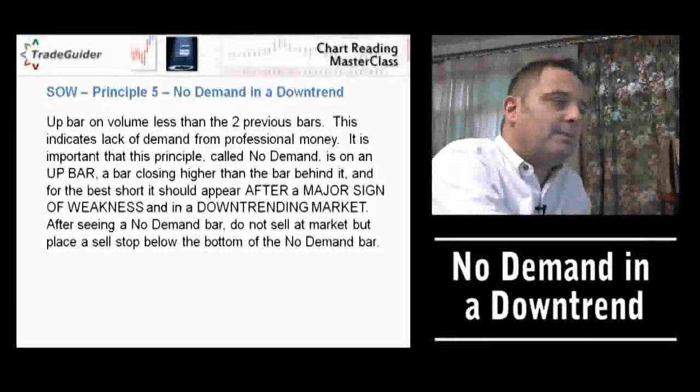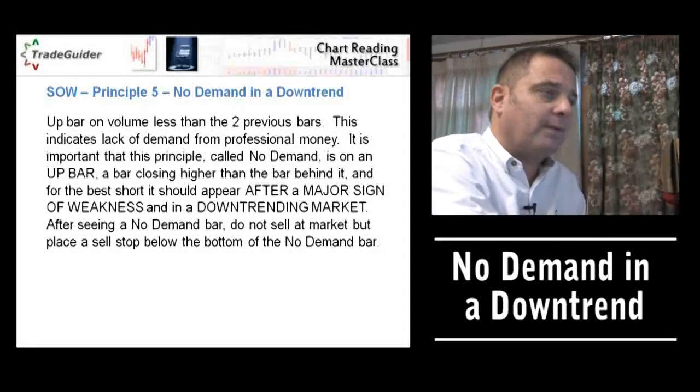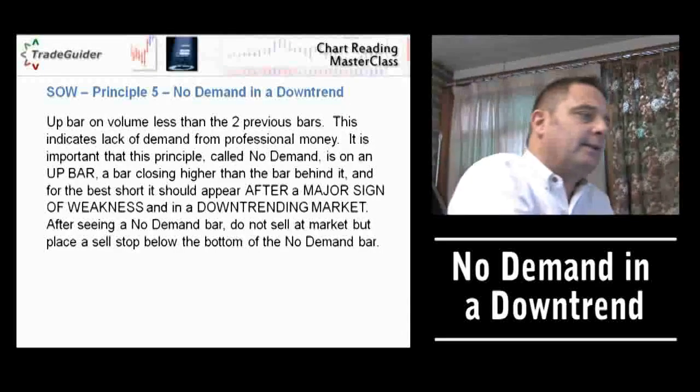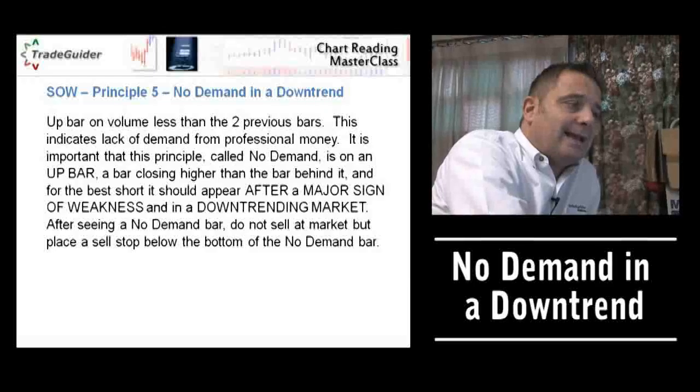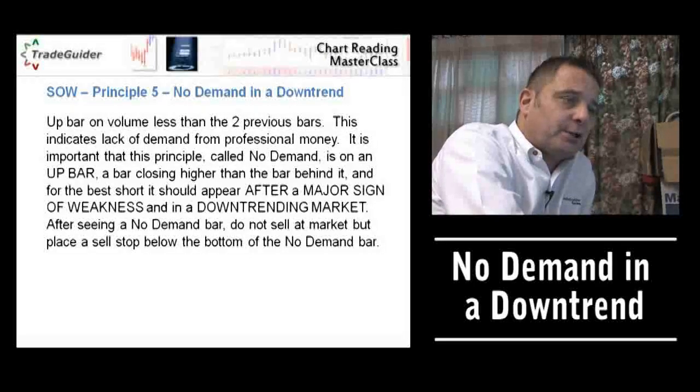Principle 5, no demand in a downtrend. This is very important. This is the best place to short. This will be an up bar on volume less than the previous 2 bars. This indicates lack of demand from professional money.